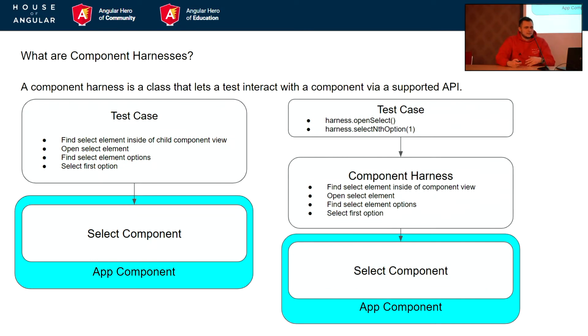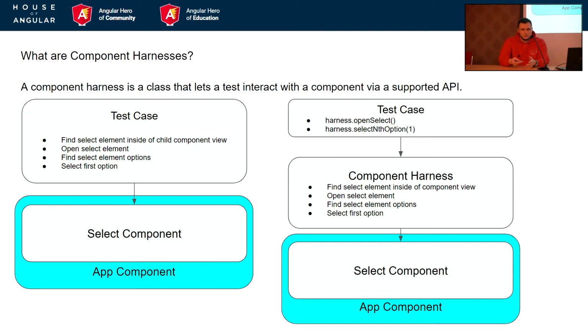So let's take a look at the second scenario, when our test case interacts only with the API which the component harness provides us, and we no more care how it opens the select. We just call the method of the harness within our test case, open the select. But we are no more interested in what the class of this select is, how to find this select, whether this select is, I don't know, within a view or maybe it's disabled and something will not work, or how to select the nth option.